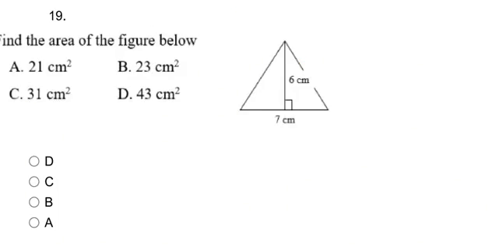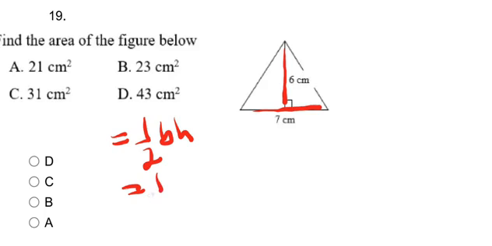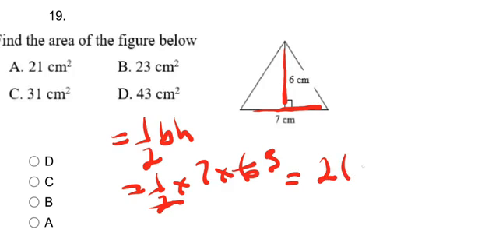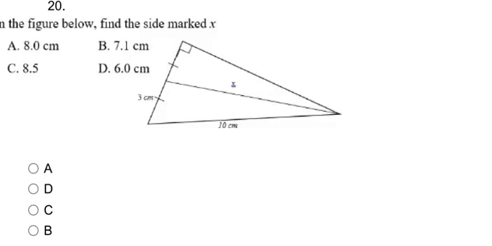All right, question 19. Find the area of the figure below. This is a triangle. So you are given this side, the height, you're given the base. So area of a triangle is what? Half base times height. So that is half times base, which is 7, times the height, which is 6. 2 here 1, 2 here 3. So 7 times 3 gives us 21 centimeters squared. So that's that.